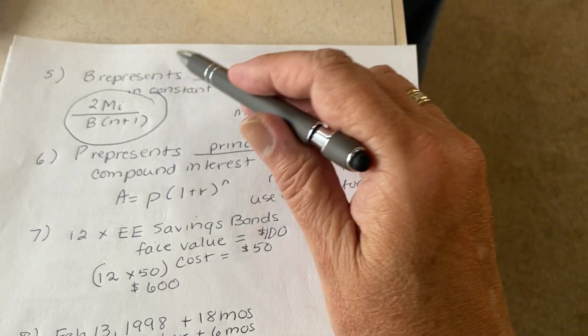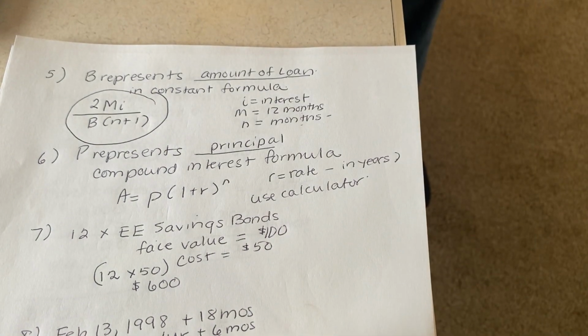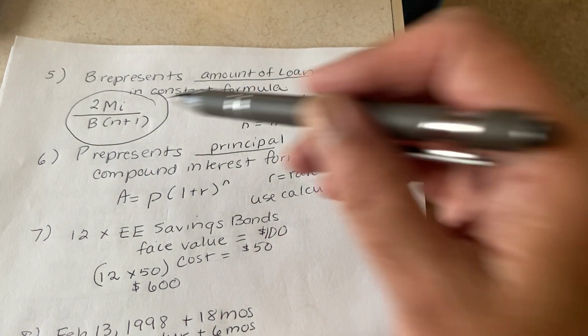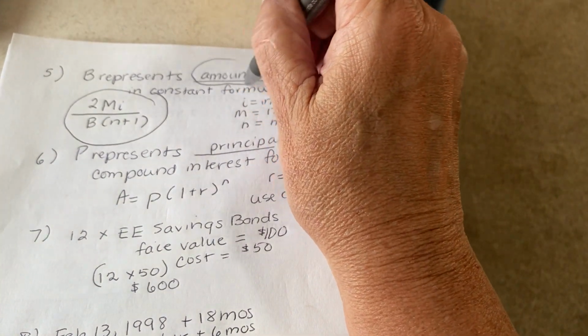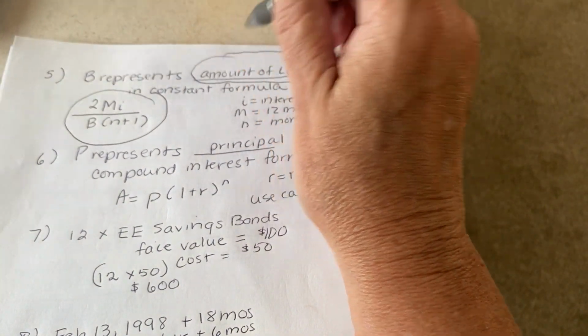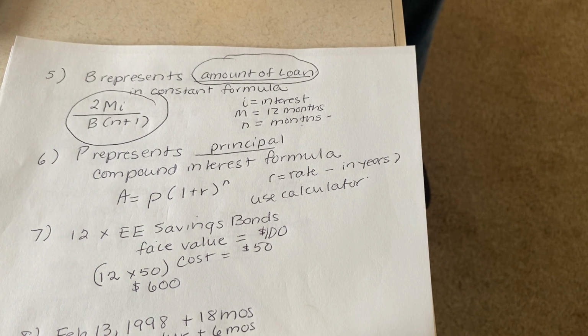And so what was the question? What does B mean? The amount of the loan is the amount, or the base. The amount of the loan is what B represents. The amount of your loan in the constant ratio.